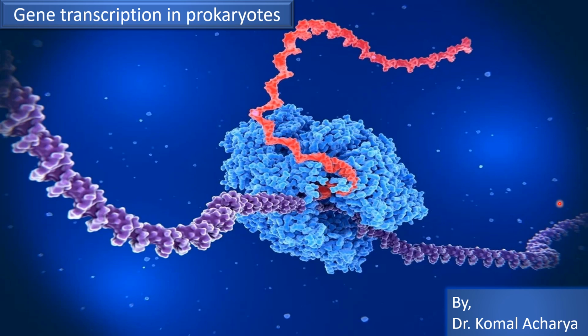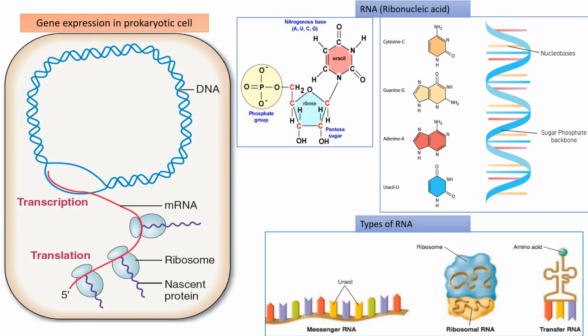In my last video we learned the basic idea of the central dogma. We saw that the information stored in the DNA is used both in DNA replication for cell division and in gene expression. Now what is gene expression? Gene expression is a process by which the information stored in the DNA is converted into functional products like a protein. But the very first step of gene expression is gene transcription.